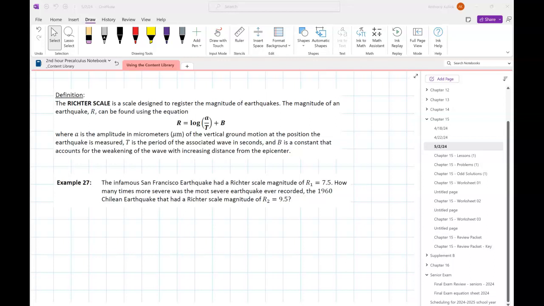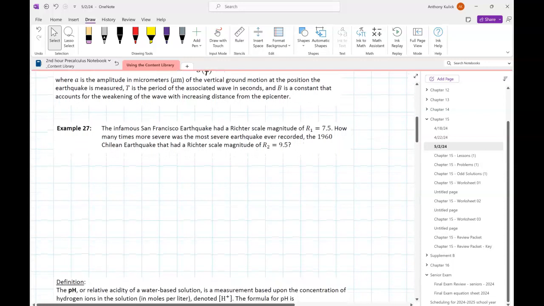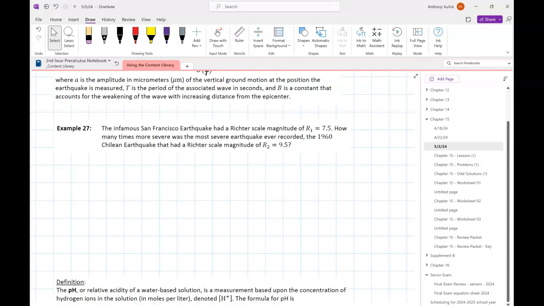Does that kind of make sense to you guys as to what that B is doing? Okay. So the infamous San Francisco earthquake had a Richter scale magnitude of 7.5. How many times more severe was the most severe earthquake ever recorded, the 1960 Chilean earthquake that had a Richter scale magnitude of 9.5?